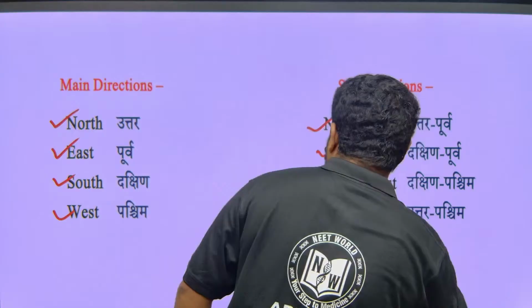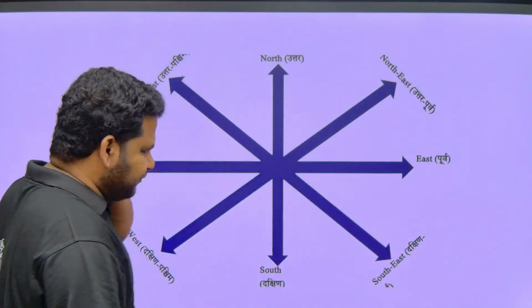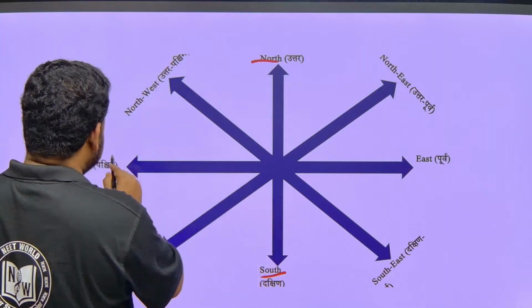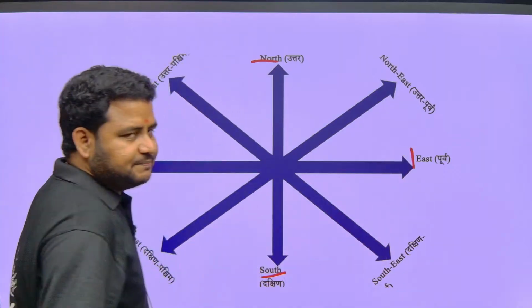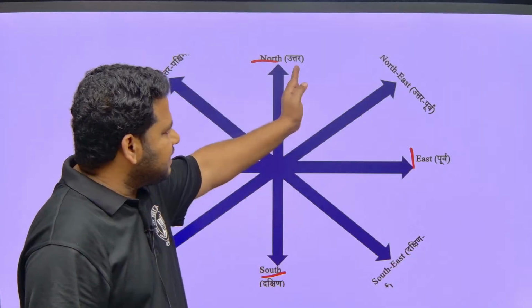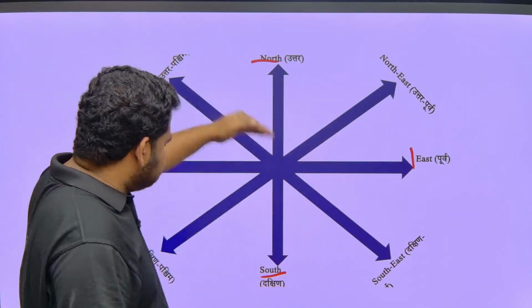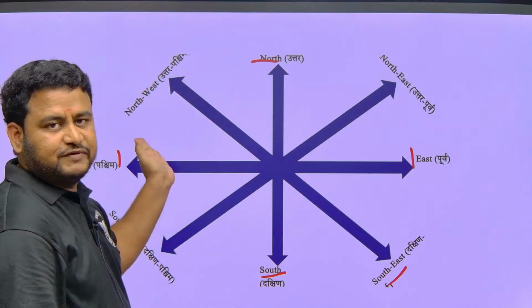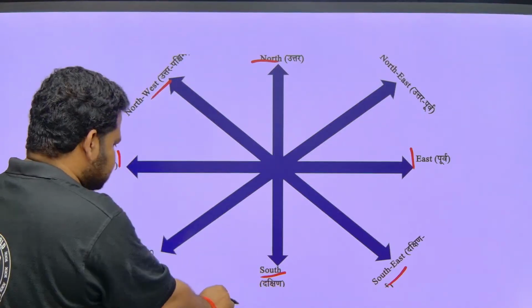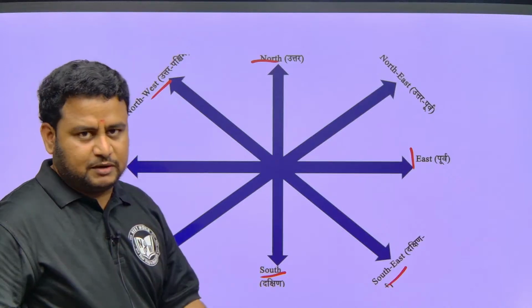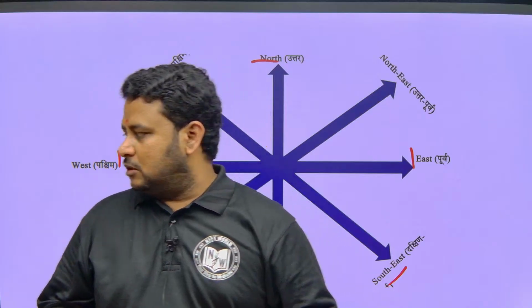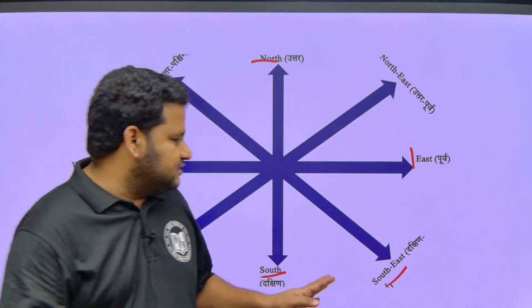Now, have a look at this. This is north, south, this is west and this is east. The sub directions are what? Between north and east we have northeast, between south and east we have southeast, between north and west we have northwest, and similarly between south and west we have southwest. You must have heard about the southwest monsoon. When we study geography, I will tell you about the southwest monsoon also. Now, having said these basics, let us continue.